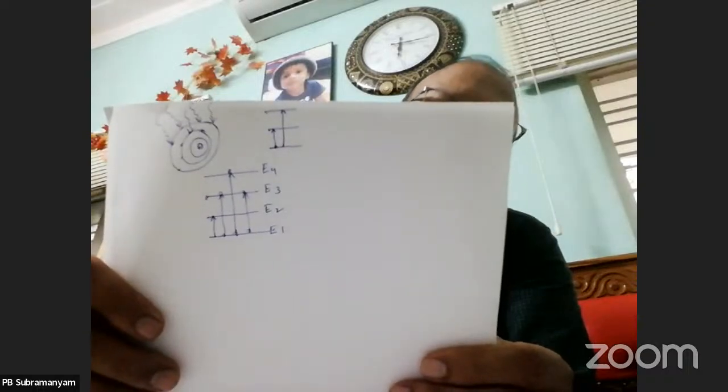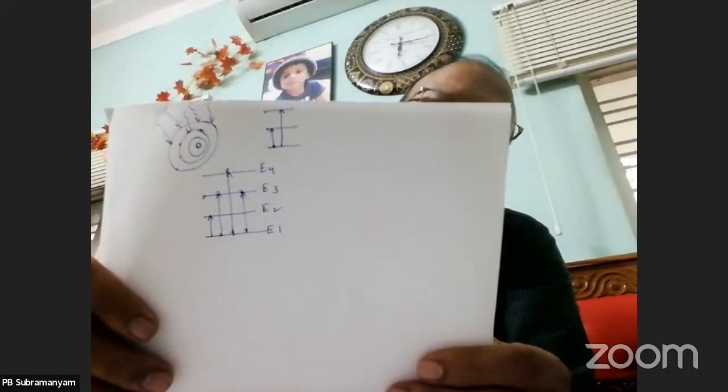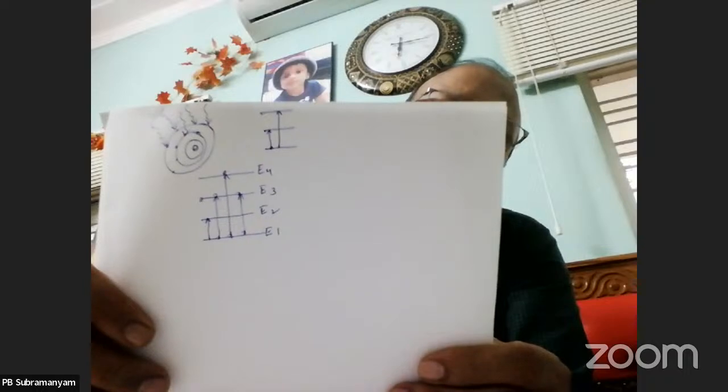Okay, we have E1, E2, E3, and E4. From the lower stage, they may go to E2, they may go to E3, they may go to E4, something like that. So what happens is that it is instant. When the light falls, immediately it will happen.